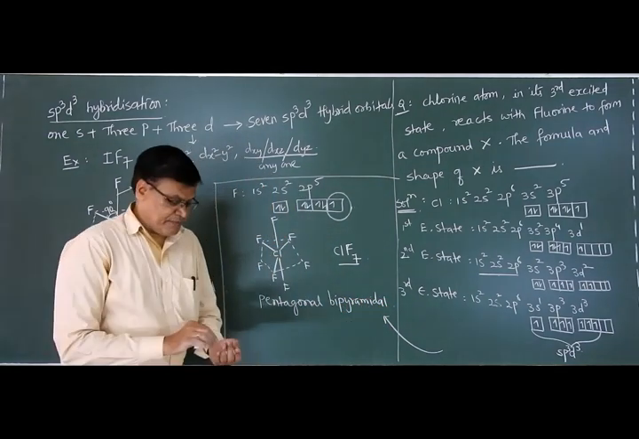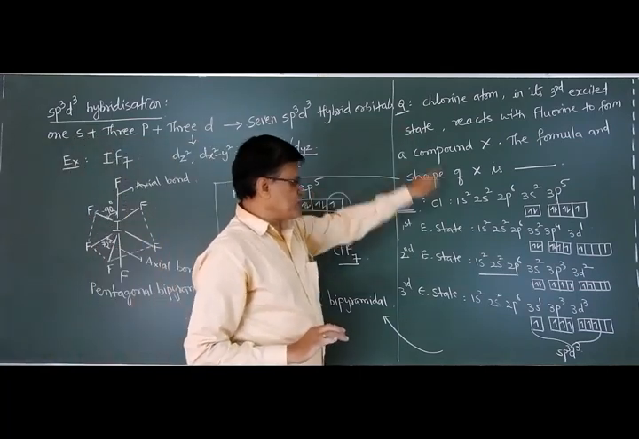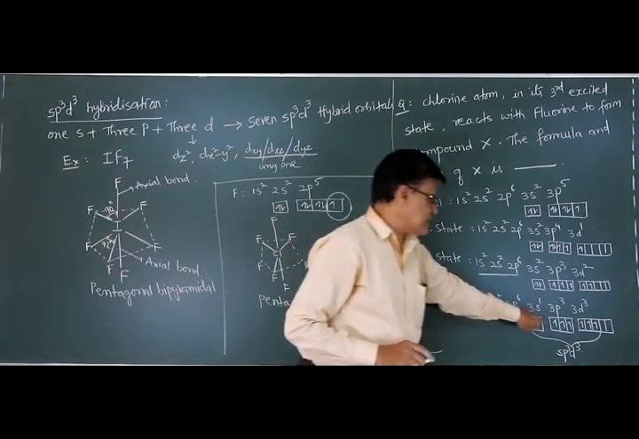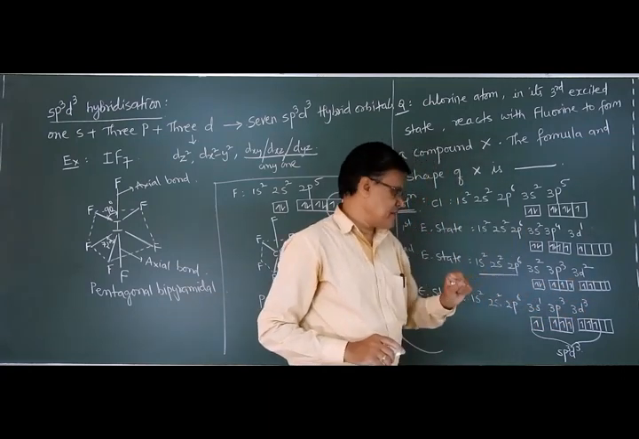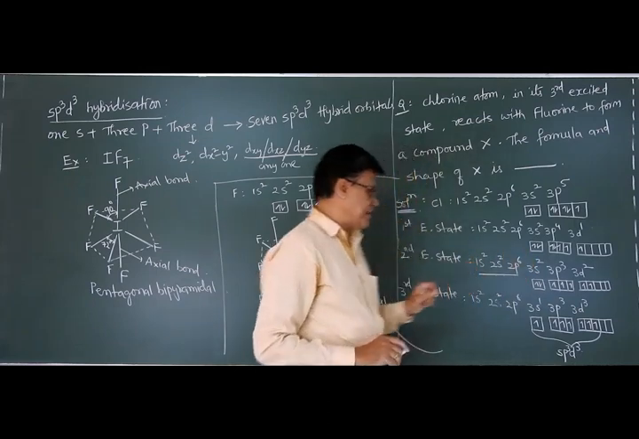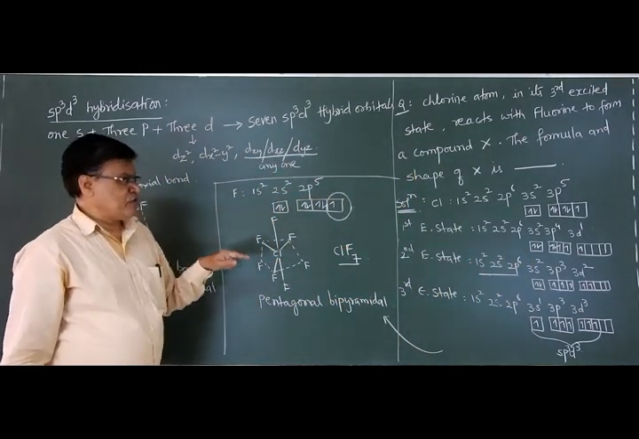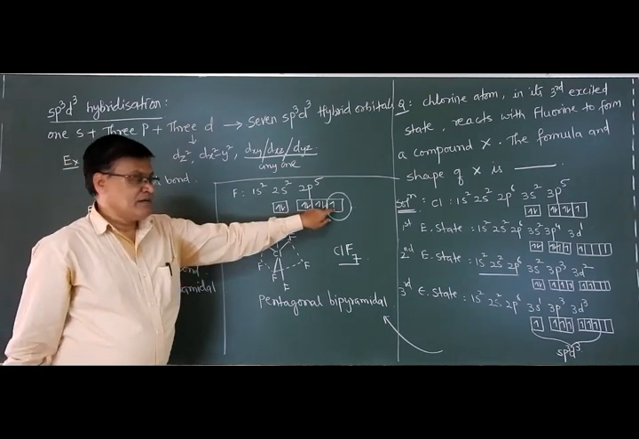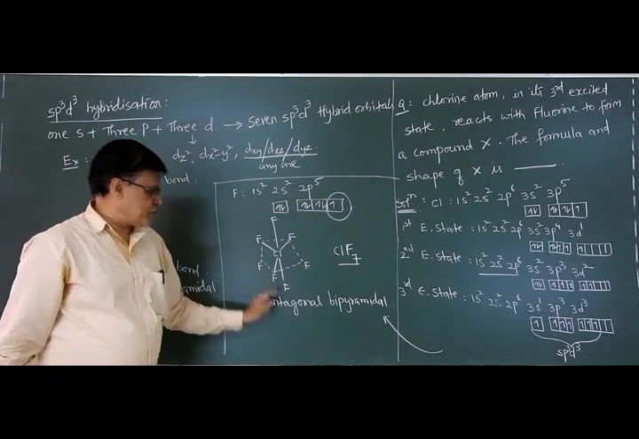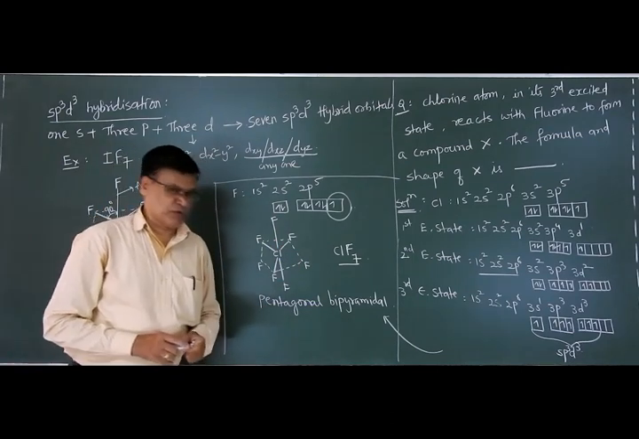Questions like these may be asked. Understood, all of you? First you should write according to the question: third excited state. These orbitals undergo intermixing to form 7 sp3d3 hybrid orbitals. These 7 sp3d3 hybrid orbitals overlap with the 2p orbitals of fluorine to form a pentagonal bipyramidal molecule.